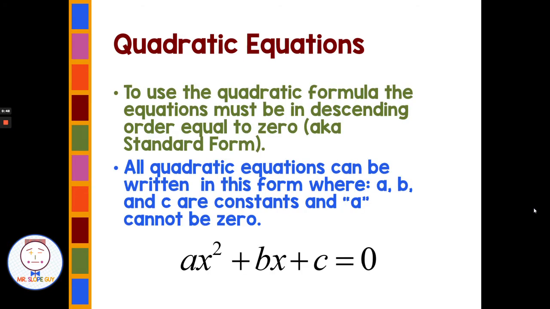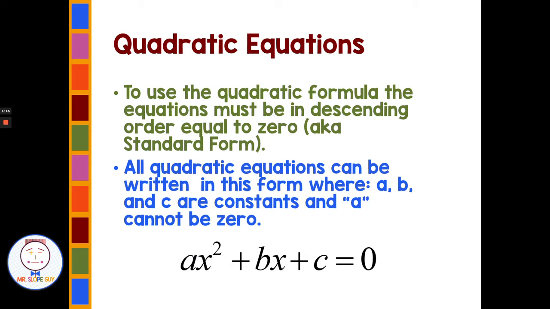And to use the quadratic formula, the equation must be in descending order equal to 0, also known as standard form. And all quadratic equations can be written in this form where a, b, and c are constants and a cannot be 0. This disclaimer that says a can't be 0 has to do with if I multiplied 0 times x squared, my x squared term would go away, and then I would no longer have a quadratic.